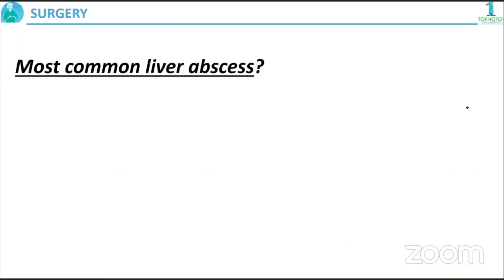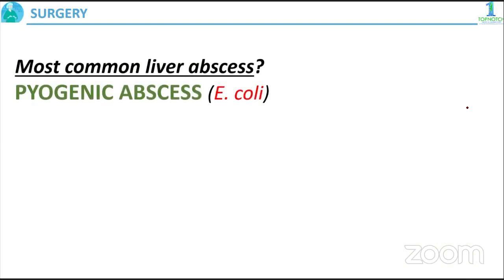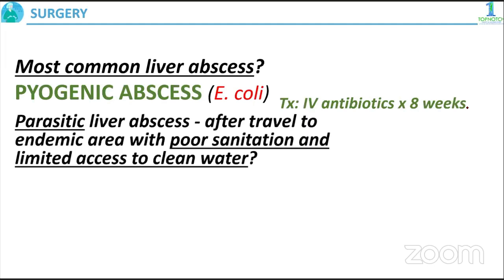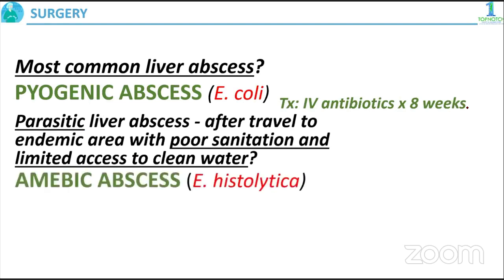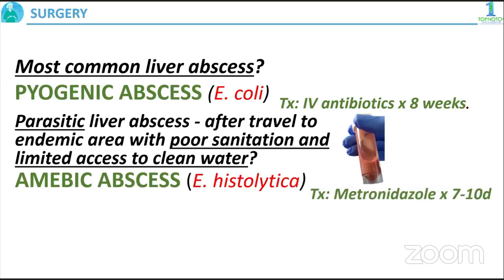Next, for liver abscesses, pyogenic abscess, that's Escherichia coli, treatment is antibiotics for 8 weeks. Okay, so when you aspirate, you see purulent material, then most likely it's pyogenic abscess, but you can do cultures on it. However, parasitic liver abscess, you usually have a case of travel to an endemic area, Mexico, Philippines, poor sanitation, limited access to clean water. You're thinking of amoebic abscess, E. histolytica, or your Entamoeba histolytica. If you get a fluid, you're going to get your characteristic anchovy sauce. What do? You just give metronidazole for 7 to 10 days.